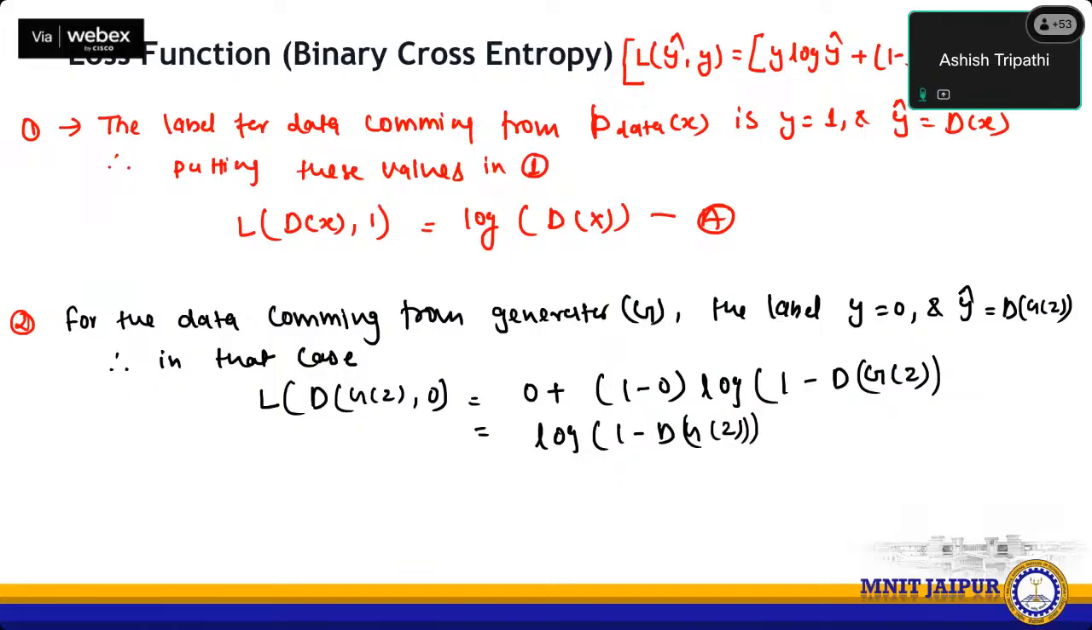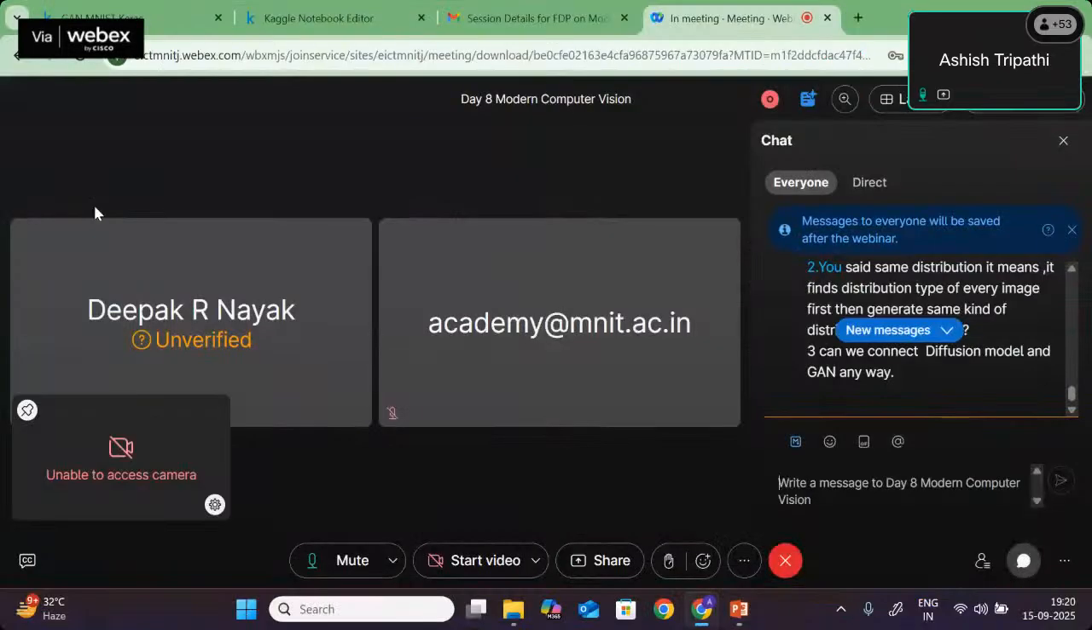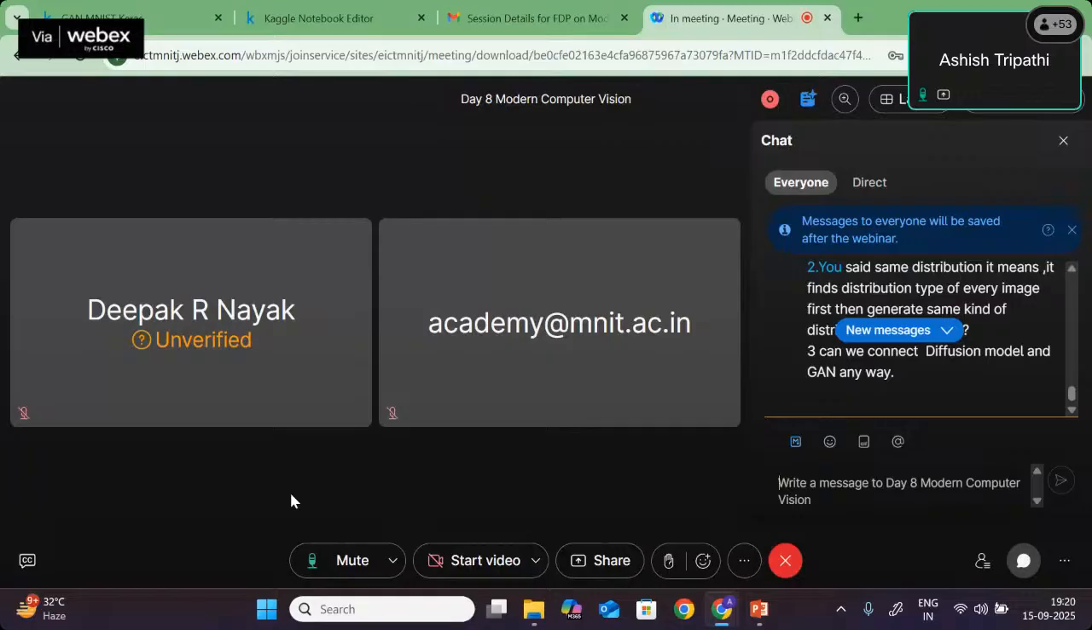Now coming to the loss function, I think it's a little bit mathematical part. So before just starting the loss function, we should take a break.